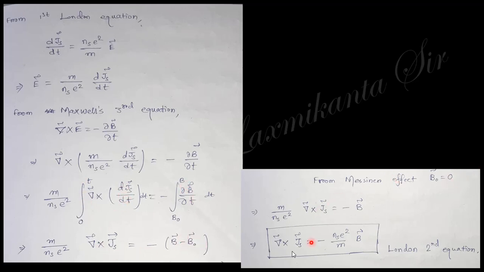By the Meissner effect, the internal magnetic field is 0. This is 0. So finally you obtain this expression, curl of J is equal to this. So this is the London second equation. What is the conclusion of the second equation?